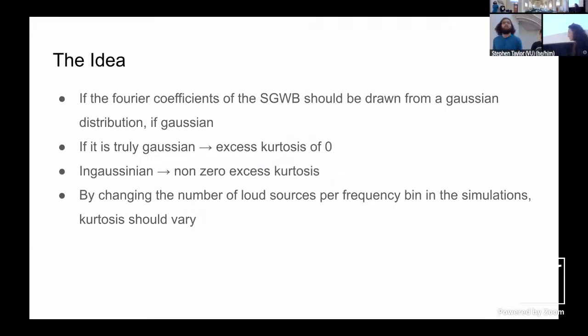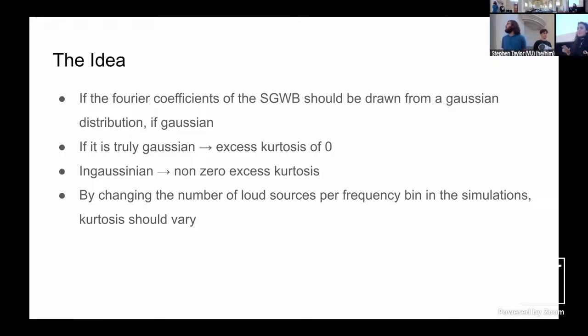First of all, some background. If the stochastic gravitational wave background, which we usually assume to be Gaussian, was Gaussian, the Fourier coefficients would be drawn from a Gaussian distribution. And if so, the excess kurtosis would be 0. Excess kurtosis just being the kurtosis of your function minus Gaussian kurtosis. If it's not Gaussian, we will have a non-zero excess kurtosis.